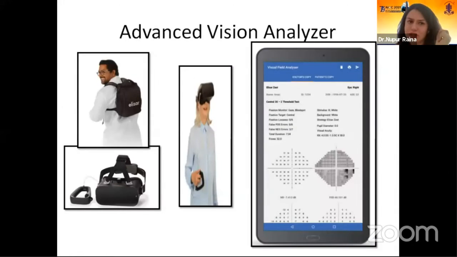And no mention of visual fields is complete without talking about the Advanced Vision Analyzer, or the AVA, which is a portable visual field analyzer. And the advantage that it has is that the report is very similar to the Humphrey perimetry. So for the clinician, the learning curve will not be very steep.